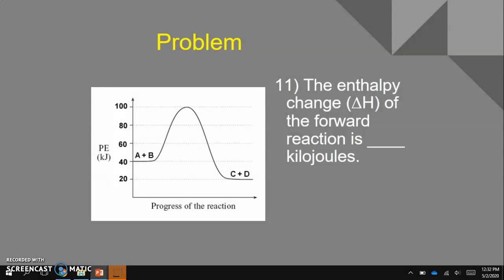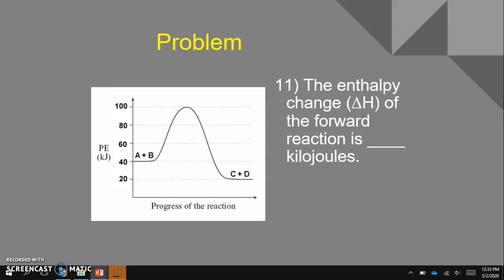The enthalpy change, so your delta H of the forward reaction, we are still going to do the energy of the products minus the energy of the reactants, okay? You always want to subtract the reactants from the products, okay? Because remember, it's okay to get a negative number. So you always want to make sure you're subtracting your reactants from your products.